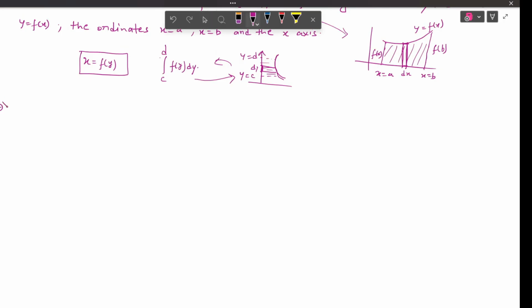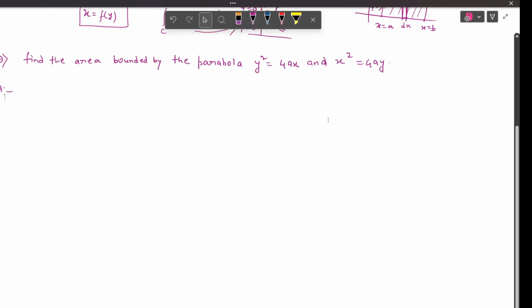So let us see our first question, which is: find the area bounded by the parabola y square equals 4x and x square equals 4ay. This is the question. So let us see how to solve.